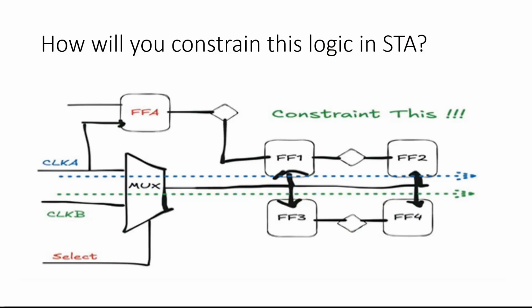Friends, the challenge is on your screen. How will you constrain this logic in static timing analysis? So in this design, you have a multiplexer and this multiplexer has two inputs, clock A and clock B. The only exception here is clock A is directly going to flip-flop A and flip-flop A output is going to flip-flop 1. I think the design is clear to you.